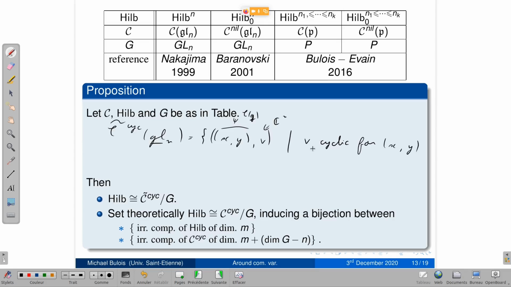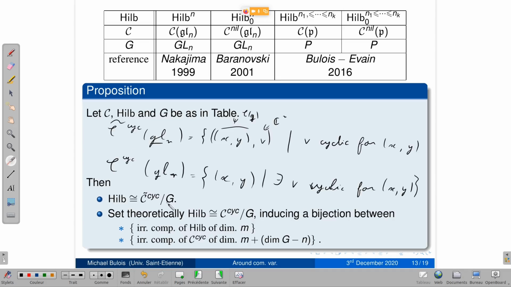The existence of a cyclic element for elements arising from a point of the Hilbert scheme is that 1 is a cyclic element for the action of x and y. And then you can look also at the projection on the commuting variety, and this gives you this. Okay. So the result is that the Hilbert scheme is just the quotient of this variety by G.